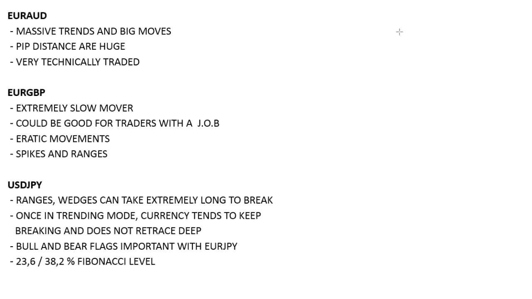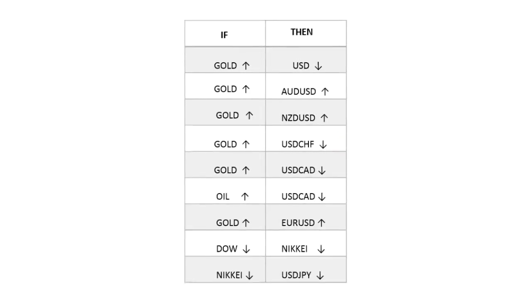And bull and bear flags are important with the Euro GBP. Okay, I meant to say US dollar Japanese yen. Yes, bull and bear flags are more important, and it likes retracing up to the 23.6 to 38.2 Fibonacci levels. Okay, now let's move on to the next one. We've got here.